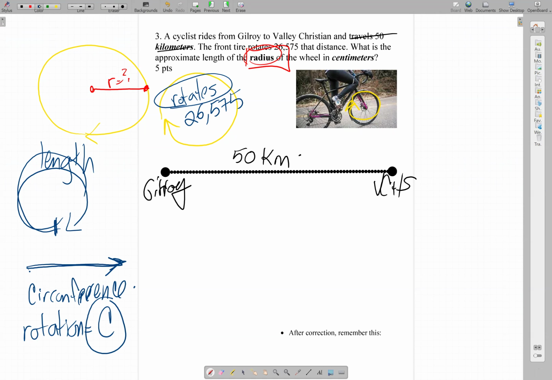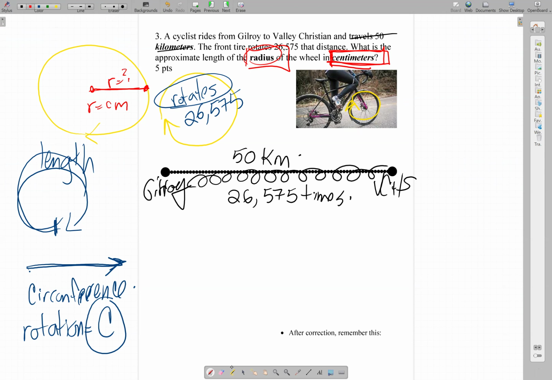So what that means is my tire is going to rotate 26,575 times in 50 kilometers. Now, watch it. I'm going to want that radius in centimeters. This current distance is in kilometers. So we got a conversion issue here.